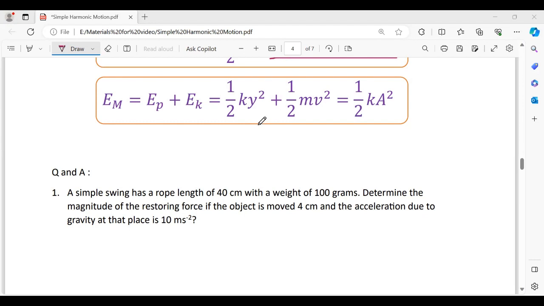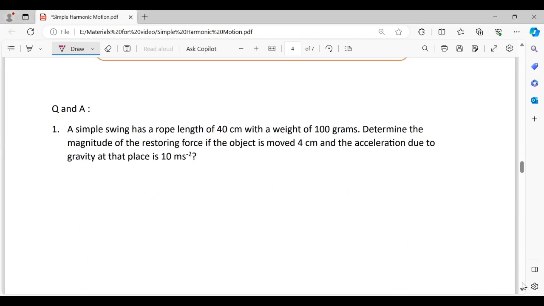Let's start to discuss several questions and answers of simple harmonic motion. Number one: a simple swing has a rope length of 40 centimeters with a weight of 100 grams. Determine the magnitude of the restoring force if the object is moved 4 centimeters and the acceleration due to gravity at the place is 10 meters per second squared.